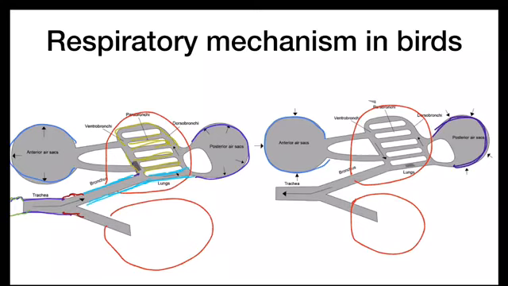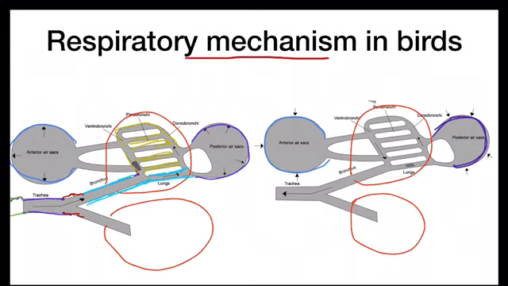In our previous video, we discussed the respiratory system of birds. In that video, we discussed the anatomy of the respiratory tract and also the lungs and air sacs. In this video, we are going to learn how the gaseous exchange takes place in lungs. We must remember that the gaseous exchange cannot take place in the air sacs. It takes place only inside of the lungs.